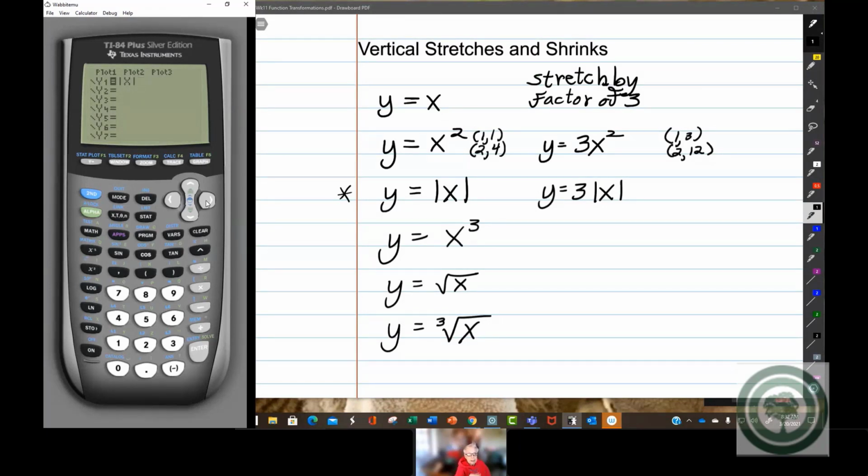All right, so here is the absolute value of x in its home position. Now, to graph 3 times the absolute value of x, that is, to vertically stretch this graph by a factor of 3: 3, Math, right arrow key, Enter, x, and then come to the outside.